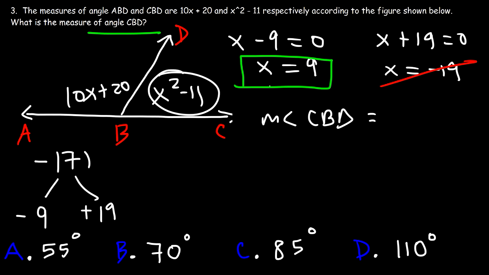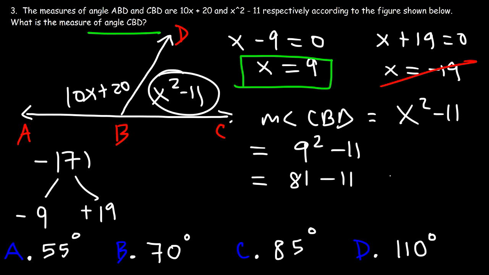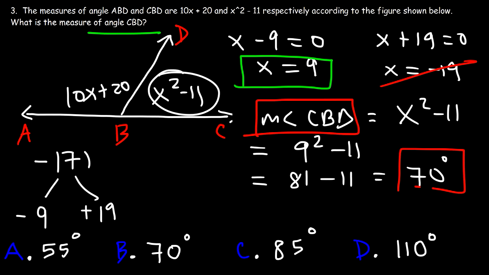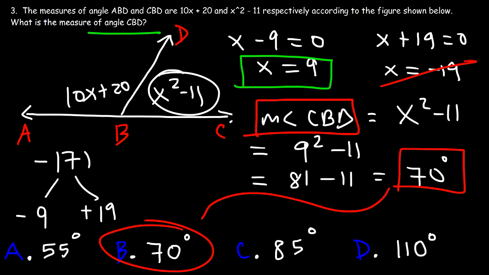And we know it's x squared minus 11. So that's going to be 9 squared minus 11. And 9 squared, or 9 times 9, that's 81. 81 minus 11 is 70. So the measure of angle CBD is equal to 70 degrees, which means B is the right answer.